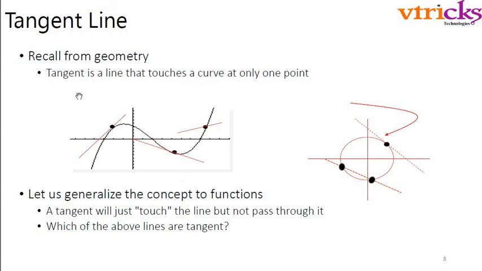So let's recall first what is meant by a tangent line. A tangent is a line that touches the curve at only one point. So here, if you look at it, this red line is a tangent line. But this is a line which passes through the curve, so it is not a tangent. Likewise here, this line is a tangent line, and this line which meets the circle in 2 points is not a tangent line.